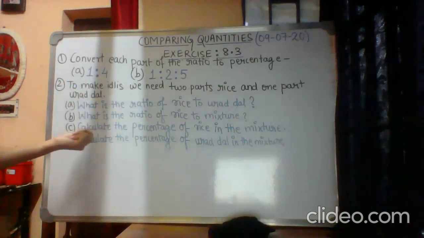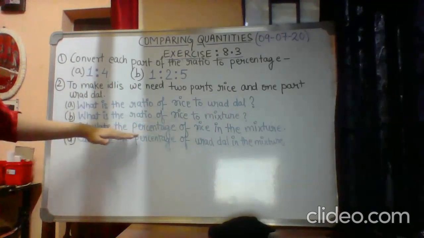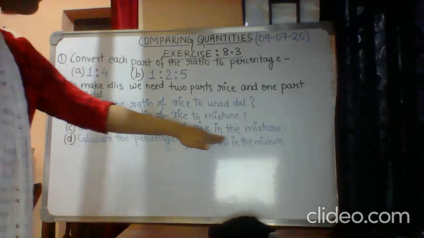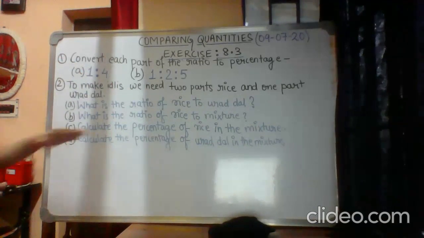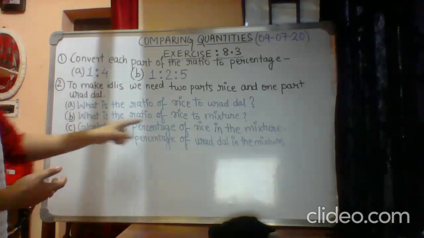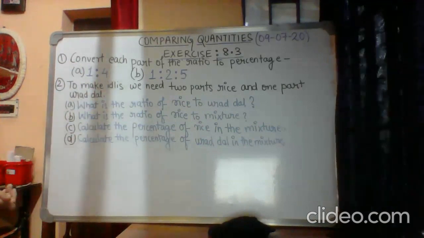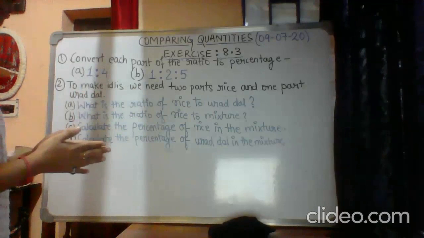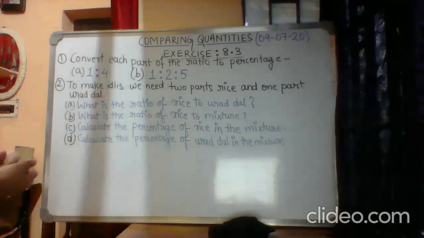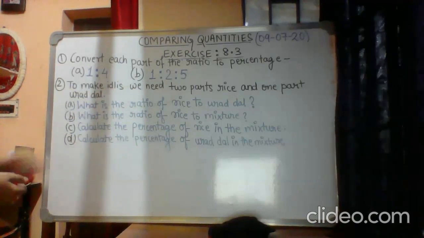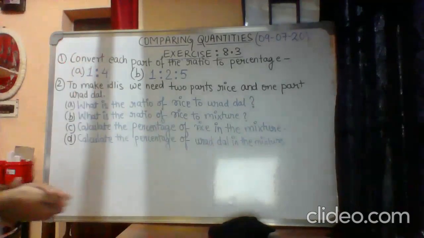Then in the third part you have to calculate the percentage of rice in the mixture. How much percentage of rice is there in the mixture, that you have to calculate. So there you need the ratio concept, how to convert ratio into percentage. So ratio you must know, then only you can convert into percentage. Fourth part, similarly you have to calculate the percentage of urad dal in the mixture.